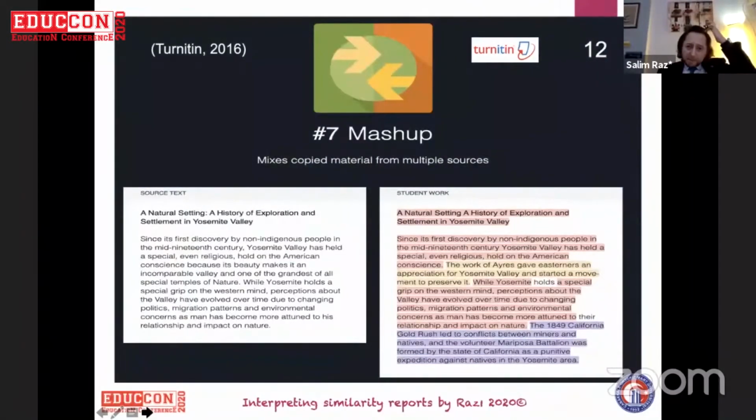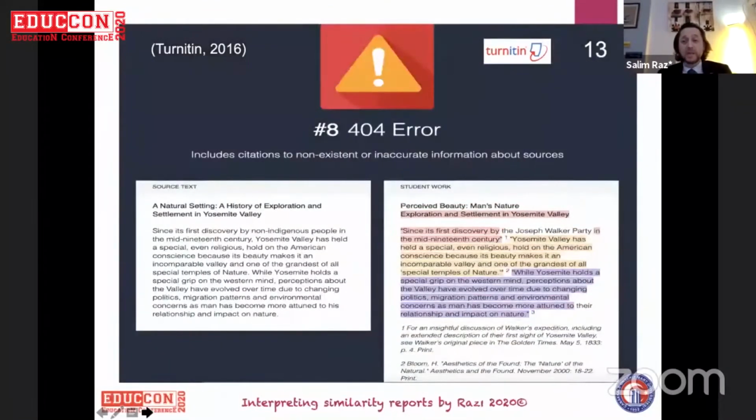The seventh one is MeshUp, and again we see three different sources here. There is almost no alteration, very little alterations with the original text. The students simply copied them from the original text and pasted them into the assignment. Of course, it's going to be plagiarism again. This is called 404 error type of plagiarism.